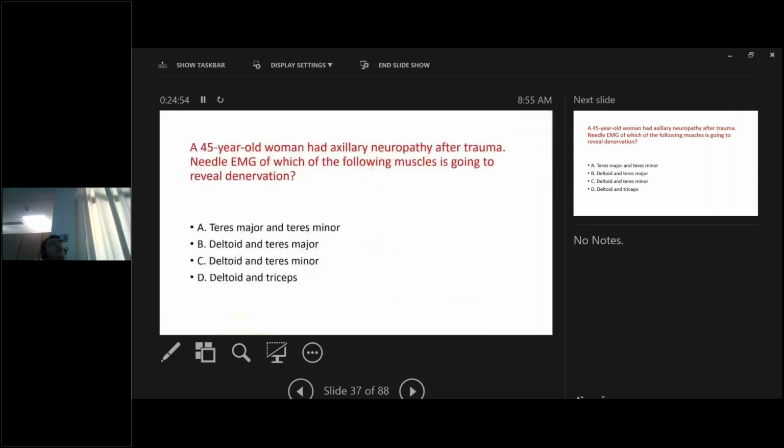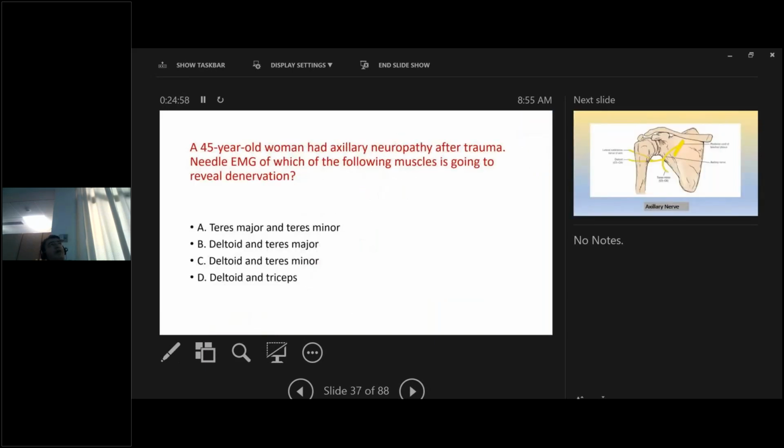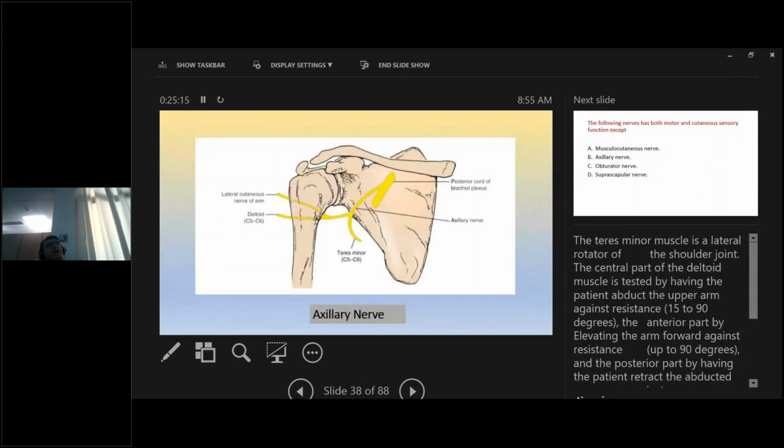Okay. So a 45-year-old woman had axillary neuropathy after a trauma. Okay, needle exam of which of the following muscles is going to reveal denervation? We just mentioned axillary innervates the anterior deltoid and teres minor, correct. Okay, so this is just a picture of the axillary. And that's the skin in the lateral aspect.